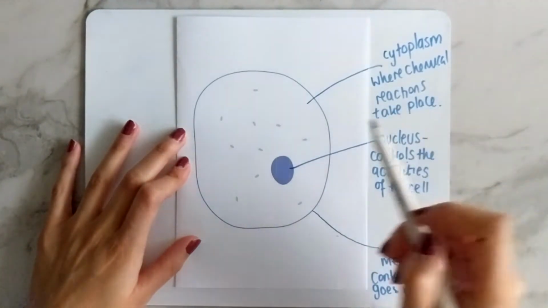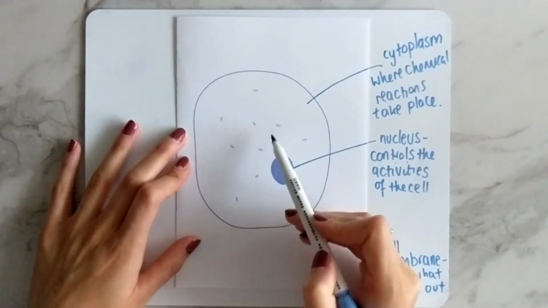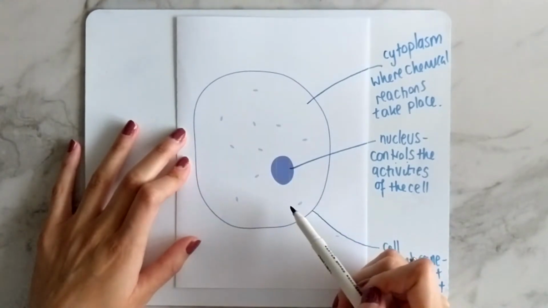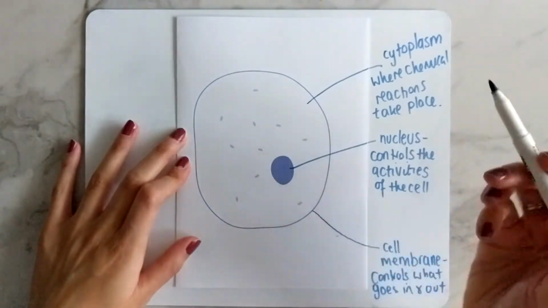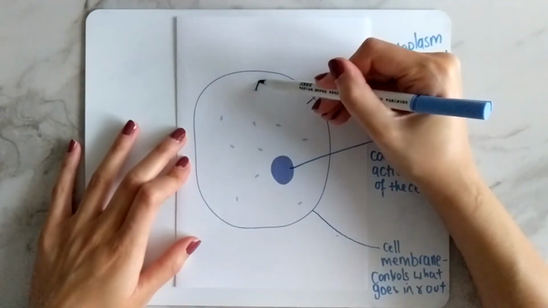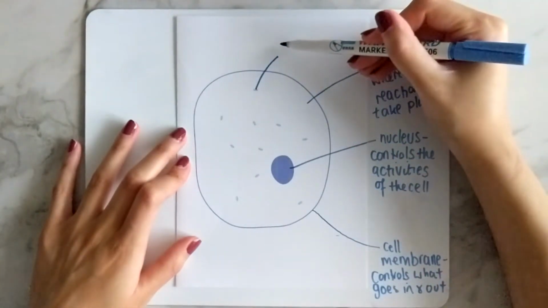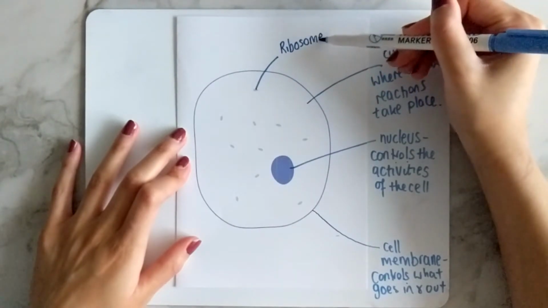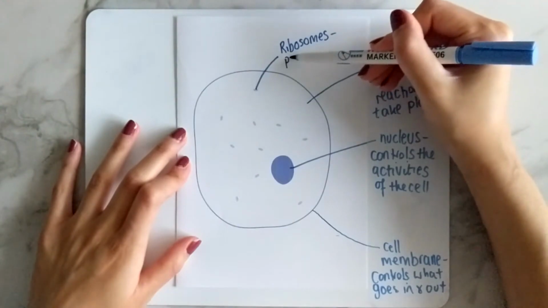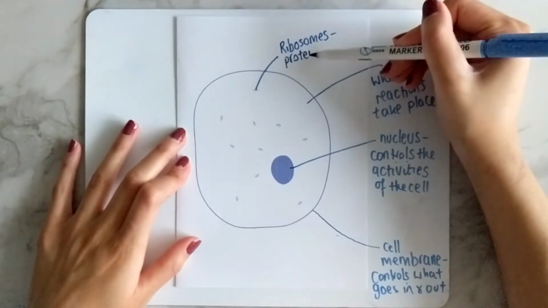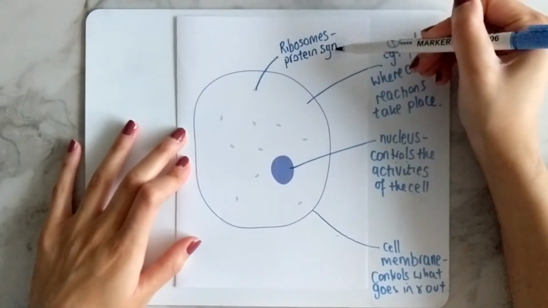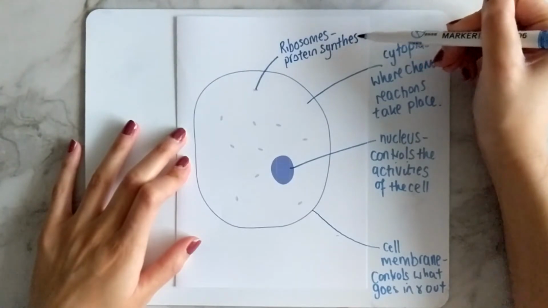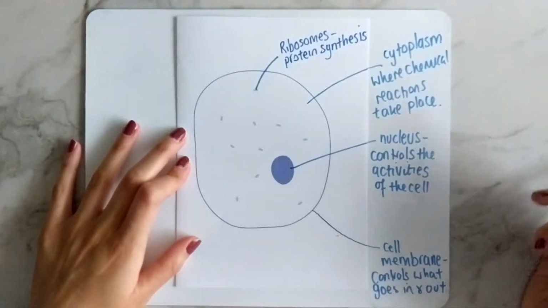Okay, then we have these tiny dots. They're usually really small in the diagram, the tiniest dots, and you can recognise them as ribosomes. So ribosomes basically make proteins. It's where protein synthesis happens. That just means where proteins are made. So protein synthesis happens here.